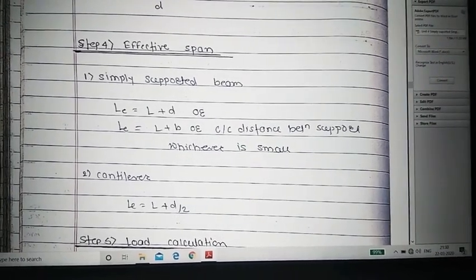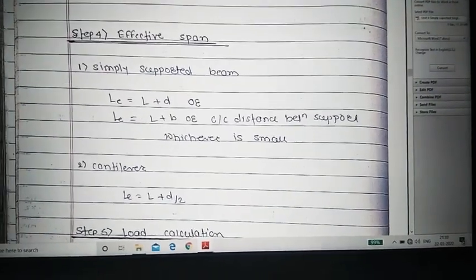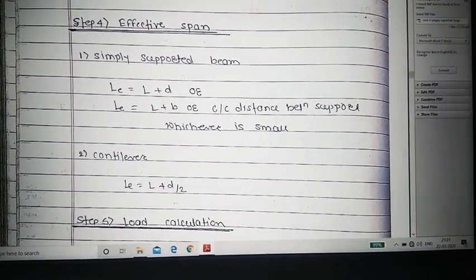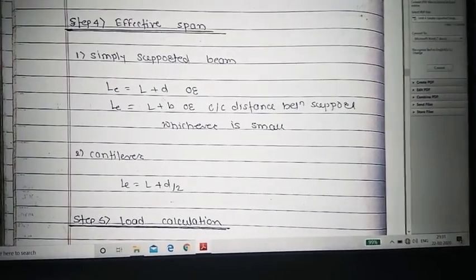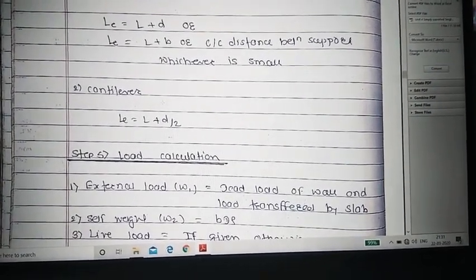For simply supported, Le equals L plus d, and for the second formula, Le equals center distance between supports. So consider whichever is smaller as the effective length for the simply supported beam, but if a cantilever beam is given, then for that Le equals L plus d by 2.